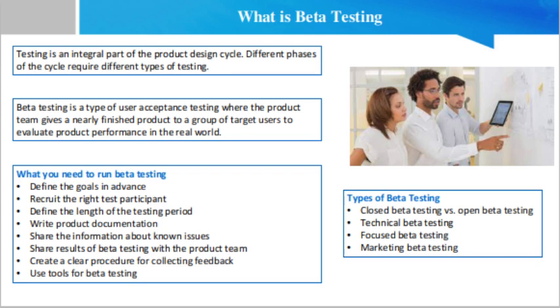What do you need to run beta testing? First of all, you have to define the goals in advance. First and foremost, it's important to know what goal you aim to achieve from your beta test. What exactly do you want to test? Is there a particular user flow or specific feature? Based on your goal, you will be able to select the testing scope and find the most relevant type of beta testing.